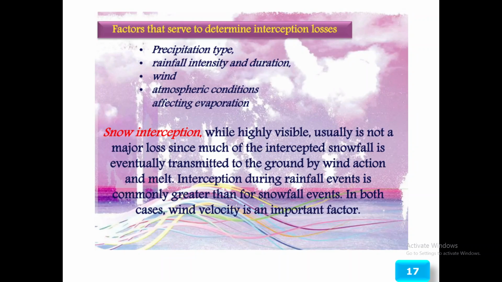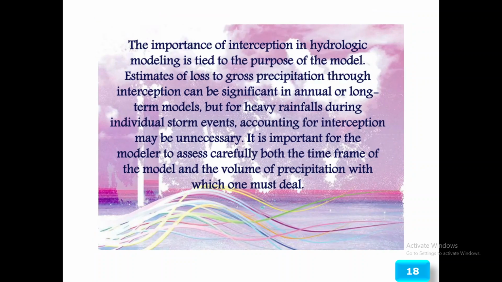So the factors that serve to determine interception losses are precipitation type, rainfall intensity and duration, wind, and atmospheric conditions affecting evaporation. So snow interception, while highly visible, usually is not a major loss, since much of the intercepted snowfall is eventually transmitted to the ground by wind action and melt. Interception during rainfall events is commonly greater than for snowfall events. In both cases, wind velocity is an important factor.